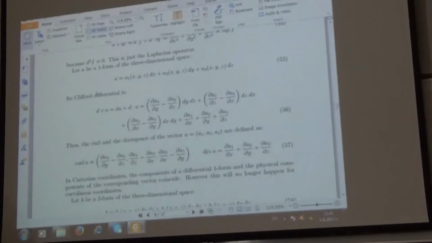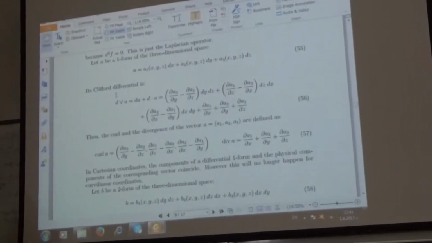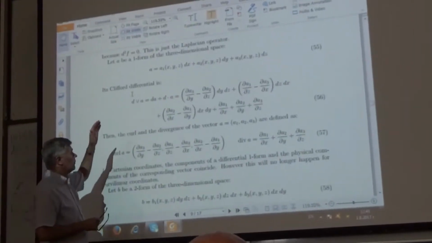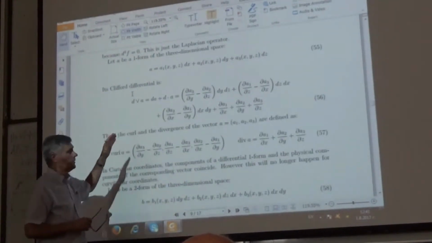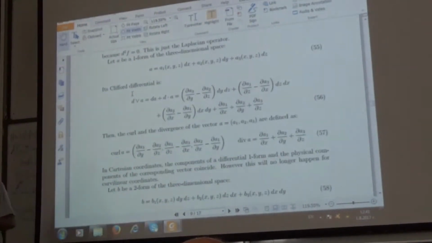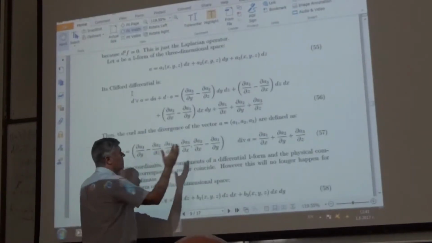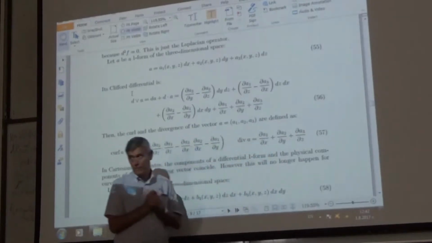It is the same. For a vector, we can find the rotational, but also the divergence. If we go from grade 1 to grade 0, it is a scalar differentiation. The exterior differentiation gives the curl, and the scalar differentiation gives the divergence.